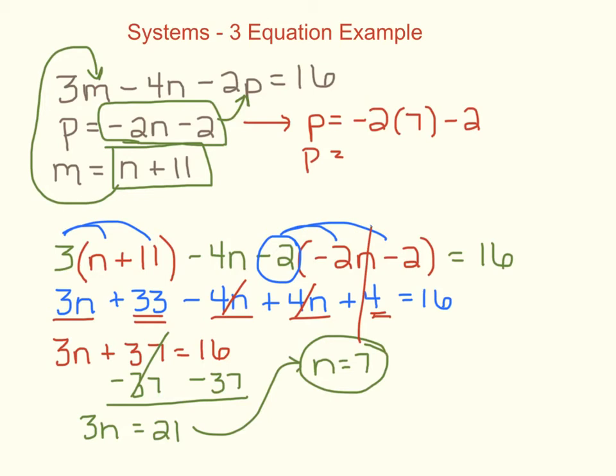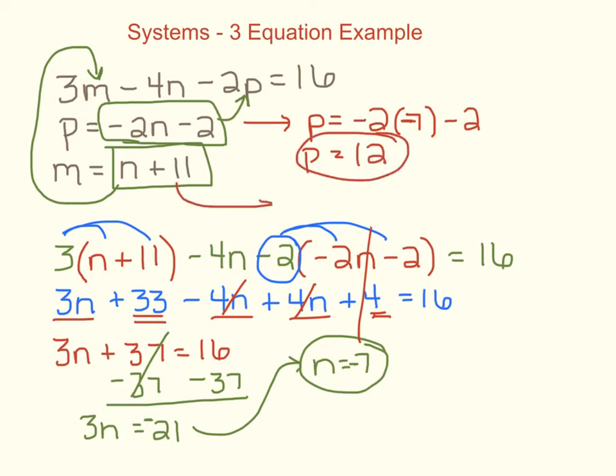Oh, I made a mistake somewhere. Oh, here it is. Sorry, down here. 16 minus 37 is negative 21, which makes this a negative 7, which makes this up here a negative 7. I knew something wasn't working right. So negative 2 times negative 7 makes positive 14, and 14 minus 2 is 12. So my p value is equal to 12.